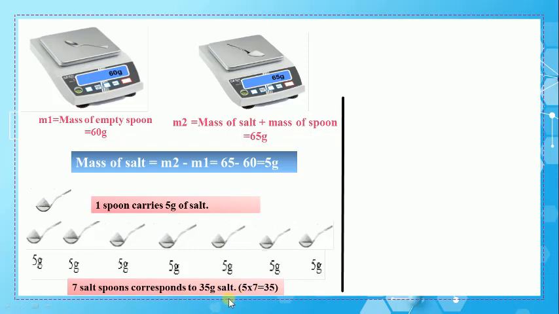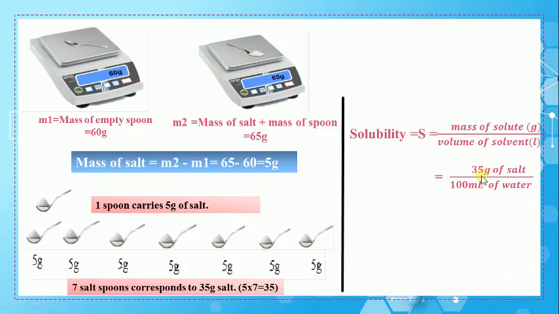Now let's represent the solubility in terms of the mass of salt in gram. We said that solubility S equals the mass of solute divided by the volume of solvent. The mass of the solute is 35 grams. The volume of solvent is 100 milliliters. Then the solubility equals 35 grams of salt per 100 milliliters of water.